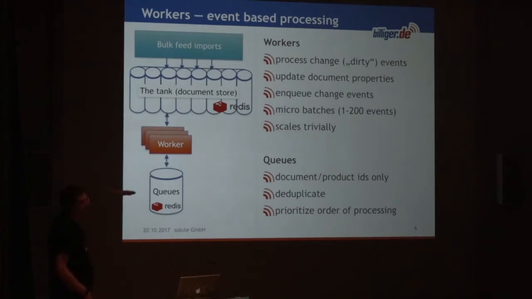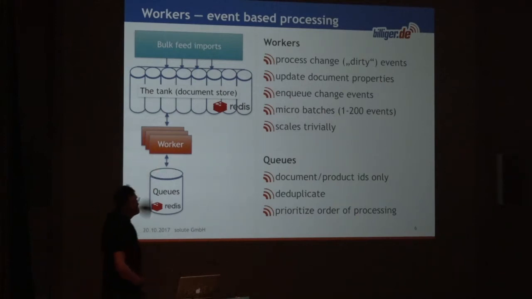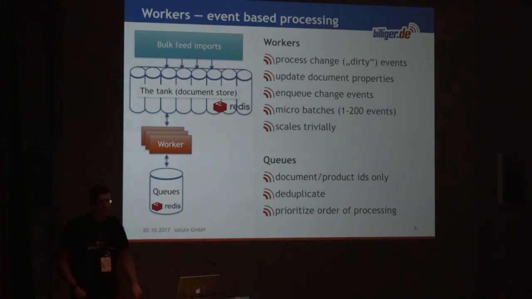We have bulk imports that take these data feeds that we get from the shop, import them in our document store, which is called the tank, and is actually a sharded Redis by now. That's the one that we want to migrate away from. On top of this sharded Redis, we have workers that use, again, Redis-based queues to decide what they do.